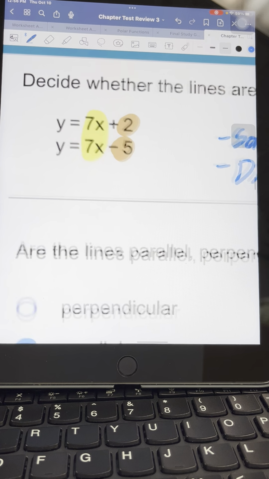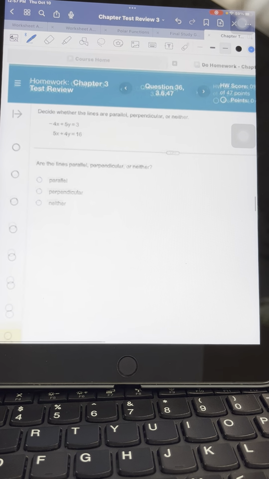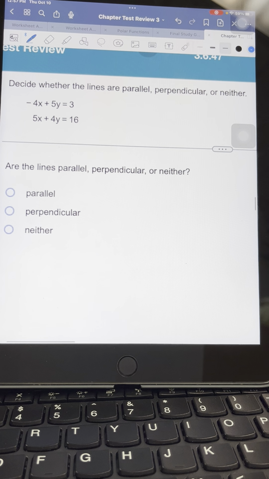Okay, so what about this? Determine whether lines are parallel, perpendicular, or neither. Okay, so when you have an example like this, you want to turn both of these.